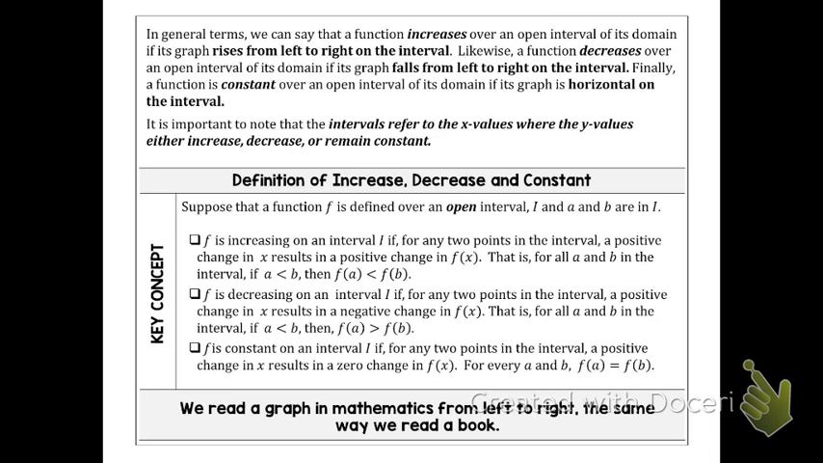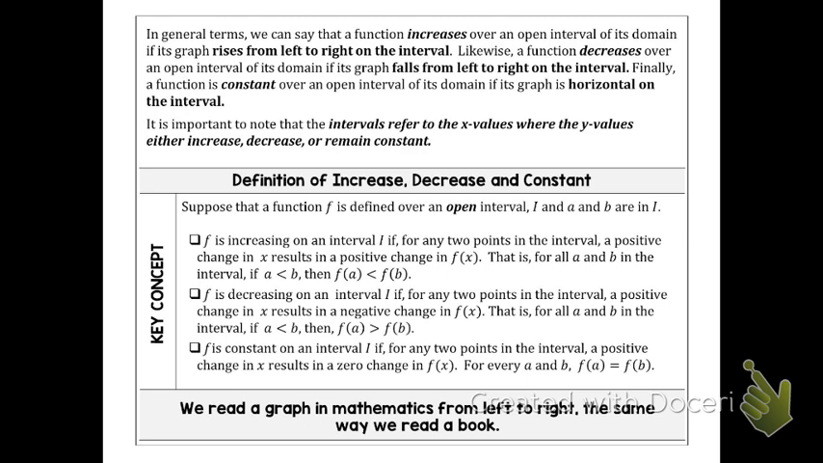All right. So in general terms, we can say that a function increases over an open interval of its domain if the graph rises from left to right on the interval. Likewise, a function decreases over an open interval of its domain if its graph falls from the left to the right on the interval. Finally, a function is constant over an open interval of its domain if its graph is horizontal on the interval.